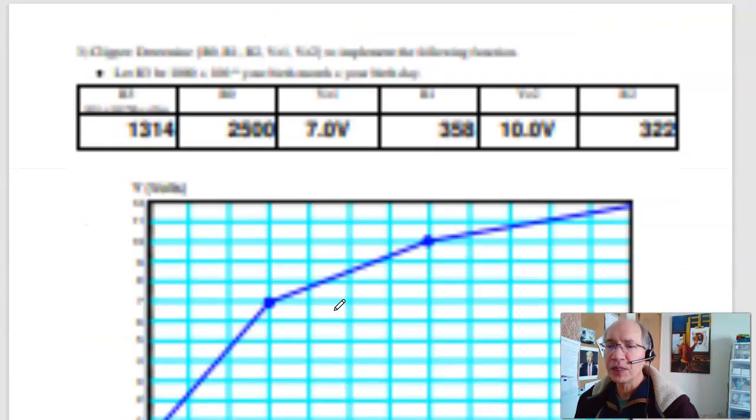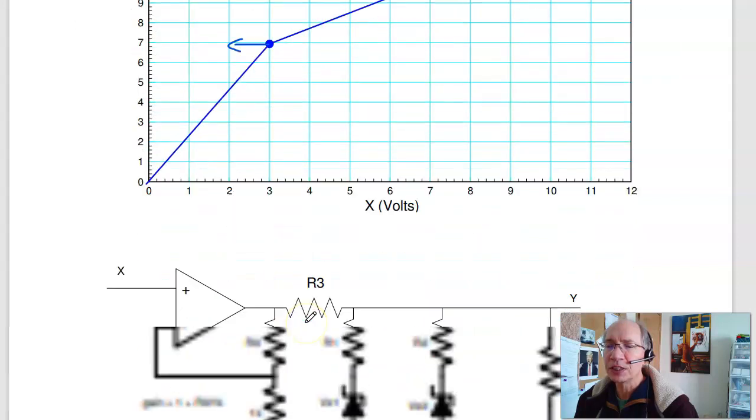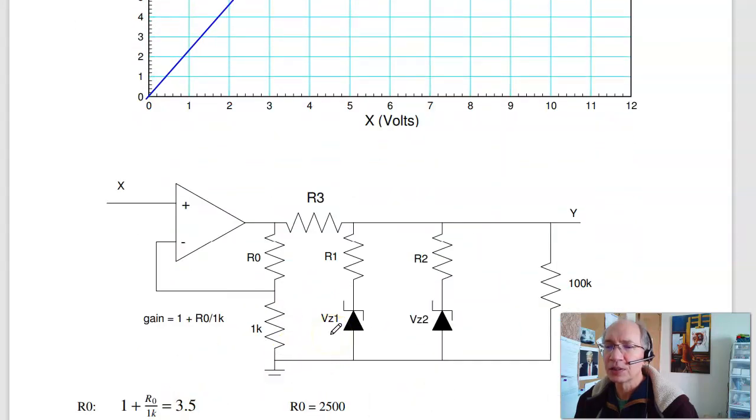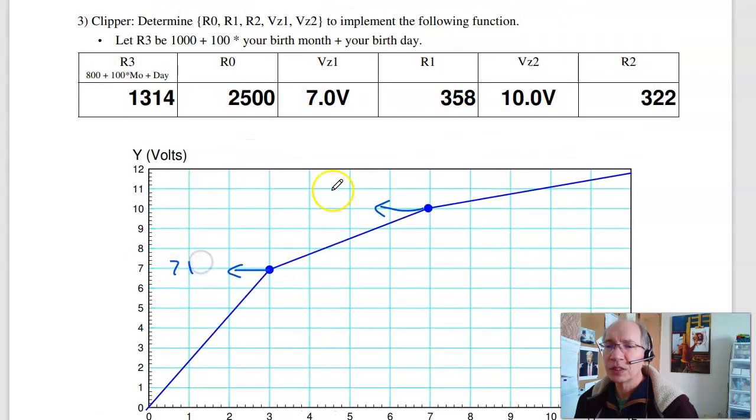Problem 3 is a clipper circuit. The Zener voltages are pretty easy. That's where they turn on. So the first Zener, here's your circuit. The first Zener is going to turn on at 7 volts. The second Zener turns on at 10 volts.